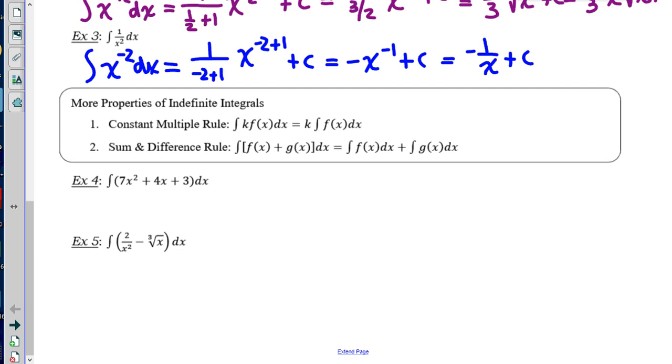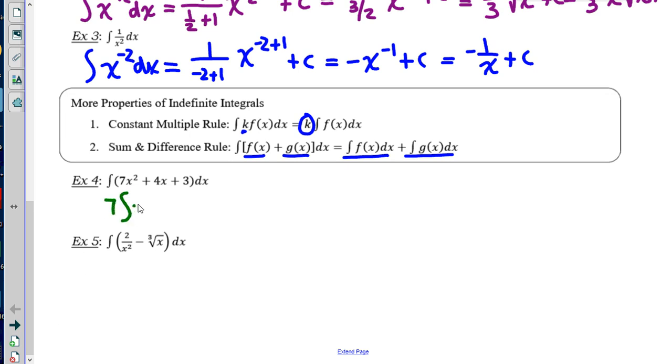Let's go ahead and look at more properties. And these properties I think are fairly intuitive. If I have a constant times a function, I can just pull that constant outside of the integrand so that I can just multiply by that number in the end. Additionally, if I'm adding two different terms inside of the integrand, I can write that as two separate integrands that I'm going to deal with.